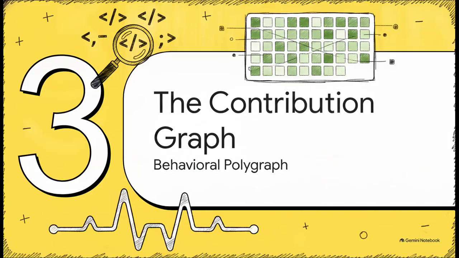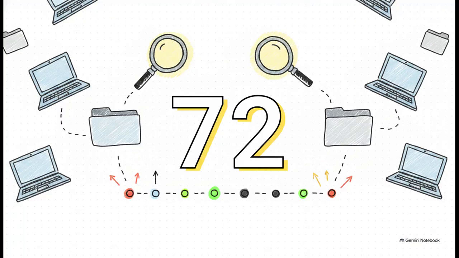Section 3. Decoding the contribution graph. You know, I always say a contribution graph is basically a behavioral polygraph test. Over the last year, Juice made exactly 72 contributions. Now, on the surface, you might be thinking, okay, that seems a bit modest for someone with 34 repos. But hold that thought, because as we're about to see, the raw number isn't the real story here. It's the highly unusual timeline of exactly when those 72 contributions happened that cracks his whole case wide open.